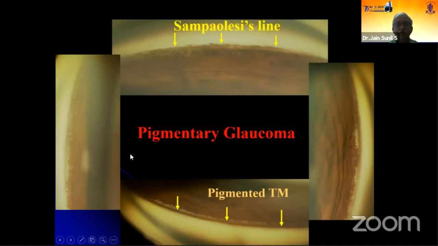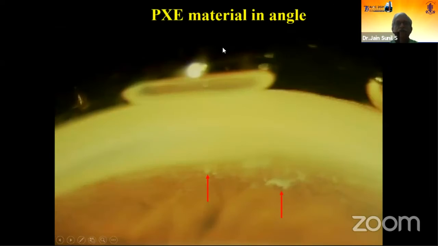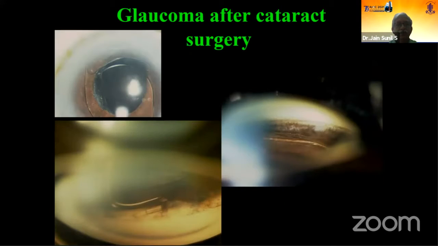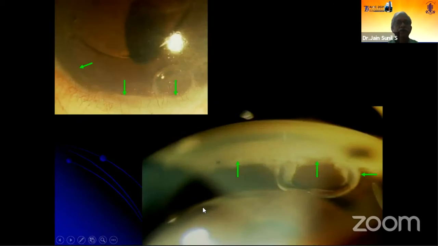This is how a pigmentary glaucoma would appear. You can see the trabecular meshwork pigmentation with the Sampaolesi line. Pseudoexfoliation in the angle structures can also be seen. Post cataract surgery, you could have vitreous loss causing increased pigmentation and inflammation of the trabecular meshwork because of the vitreous.